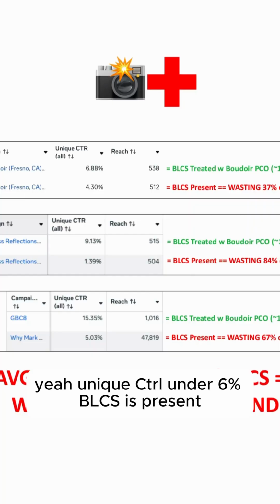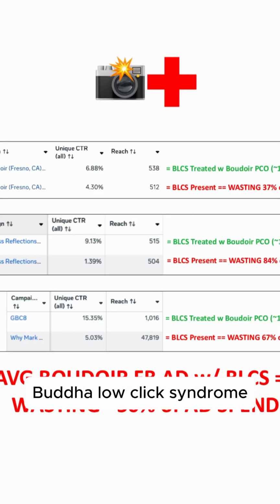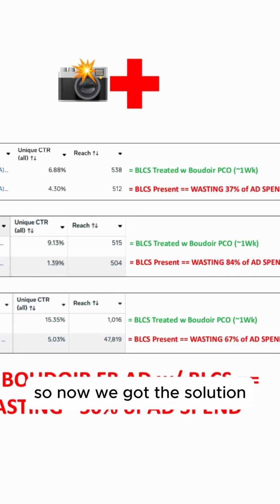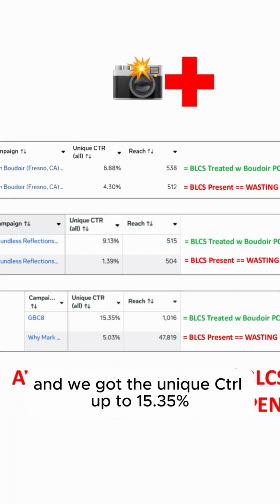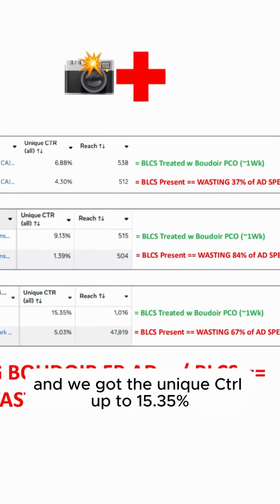Unique CTRL under 6%, BLCS is present, Boudoir Low Click Syndrome. So now we've got the solution. We can treat it with Boudoir Pico. It takes about a week, and we got the unique CTRL up to 15.35%.